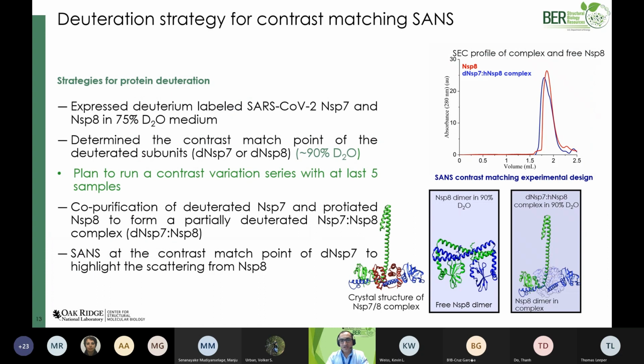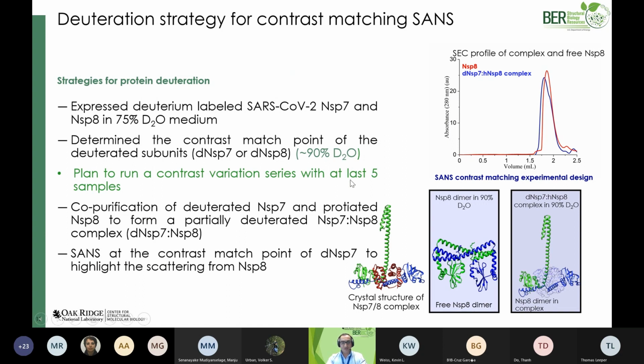So the next strategy that we use to do protein deuteration is, like Kevin told in his presentation, in general, we express the protein in some cells, E. coli, to produce a deuterated protein. And then the next step is going to be doing the contrast variation experiment. So we do a contrast series. So be prepared to do a proper contrast series with at least 5 samples, 5 contrast points, where we can determine the contrast match point of our deuterated sample.